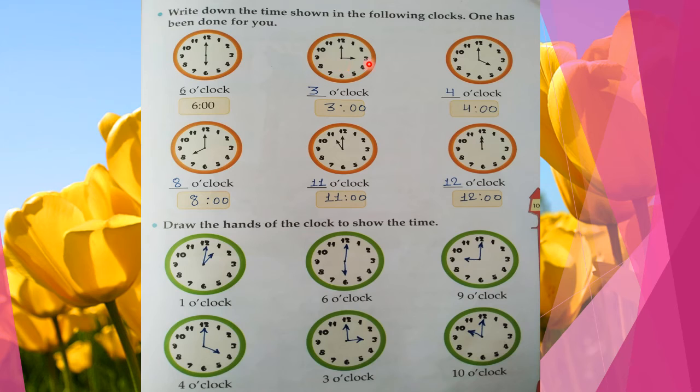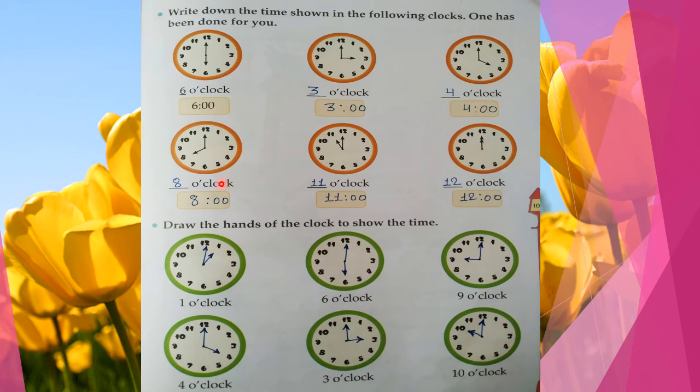Next clock, here the longer hand 12 and shorter hand 3, so it means it's 3 o'clock. What is the timing? 3 o'clock. Next, here longer hand 12 and shorter hand 4, so it means 4 o'clock. What is the timing? 4 o'clock.